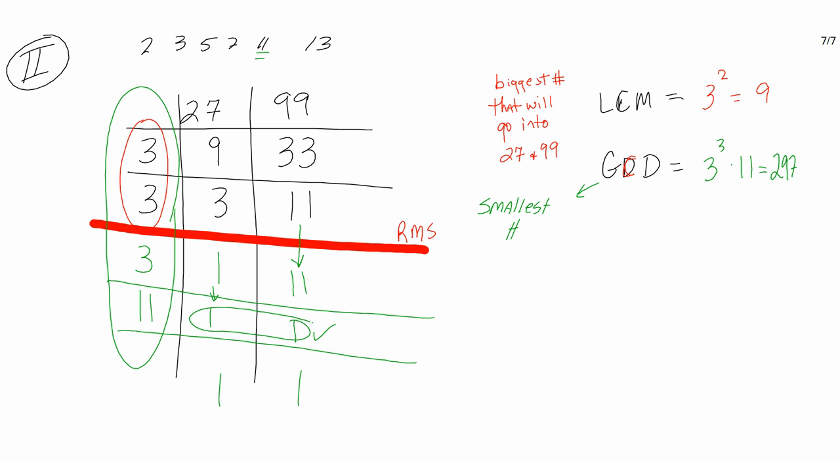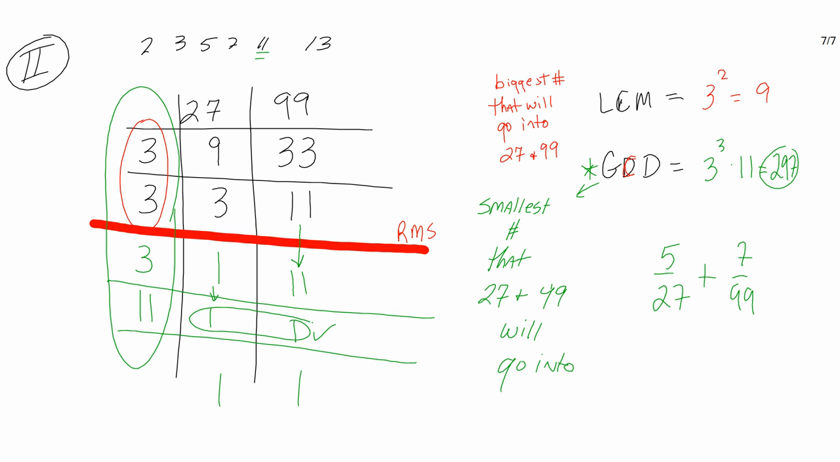Number that 9, 27, and what? 99 will go into. This number is very important because this number, 297, in the next section will be your common number. Let me give you an example. 5 over 27 plus 7 over 99. Now I found the common number. The common denominator is what? 297. And you find it every single time. Now, I don't expect you to know this, and it will be one more. I'm just showing you where we're going with this.